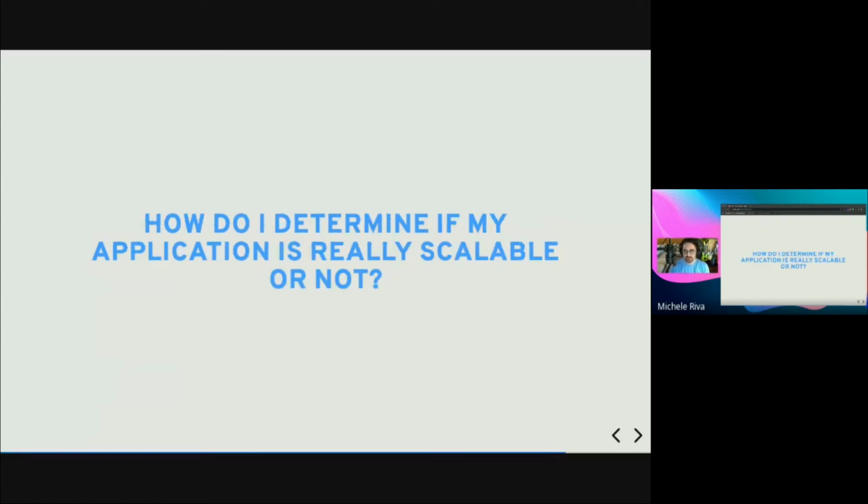How do I determine if my application is really scalable or not? Well, that's the biggest question we could possibly ask, I guess. And how do we do that? I would say we could ask certain questions to ourselves. Is my team scalable? I mean, what if we start writing something in PHP Laravel and then we see that we cannot go on with that because we need something custom?